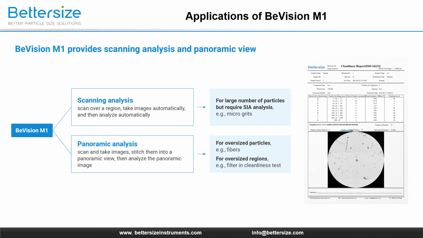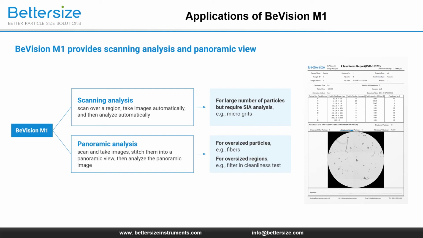The scanning mode is a high-efficient and automatic version of traditional static image analyzers. Thus, it can be employed in industries that require SIA analysis of a large number of particles, such as abrasives and mineral pigments. In comparison, the panoramic mode is less efficient, but has higher accuracy for counting particle numbers.